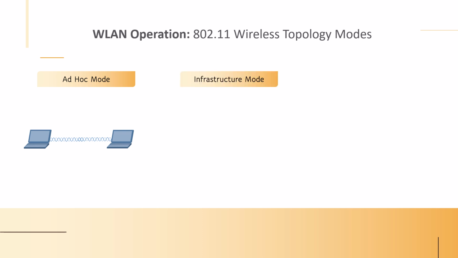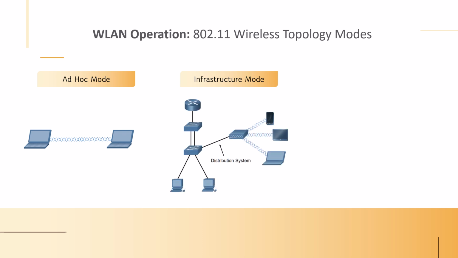We have the infrastructure mode. This is when wireless clients interconnect via a wireless router or access point, such as in wireless LANs. Access points can connect to the network infrastructure using the wired distribution system, such as Ethernet.